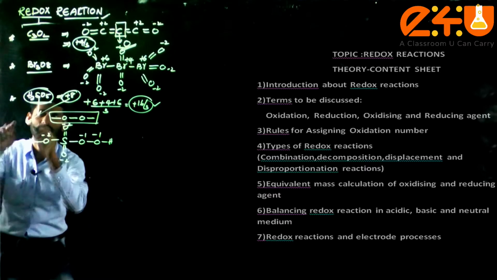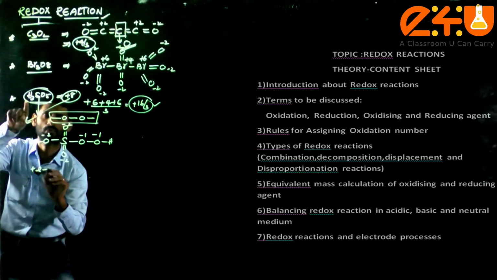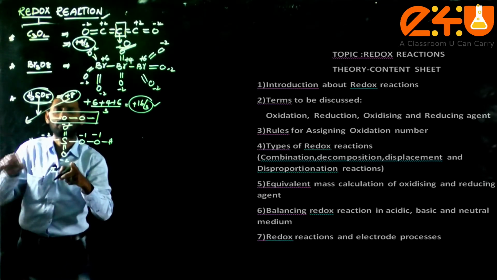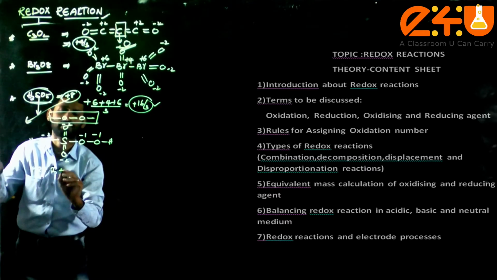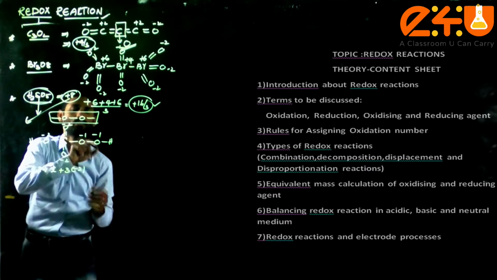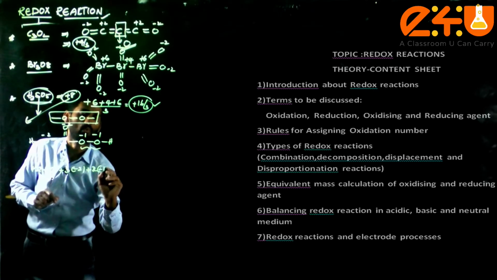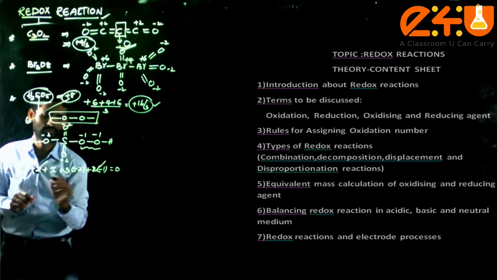Now I am calculating: 2 hydrogens give +2 plus x. Out of 5 oxygen atoms, 3 oxygen atoms have -2 charge, so I am writing 3 into -2, plus the remaining 2 oxygen atoms have a charge, 2 into -1, plus 2 into -2, both are cancelled here.